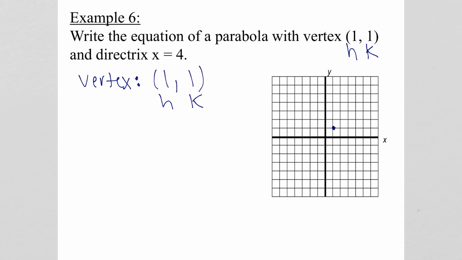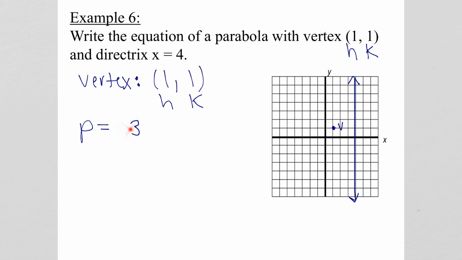We'll go ahead and plot that. This is v for vertex. The directrix is x equals 4, so if I go to the x-axis and I count 1, 2, 3, 4, I graph that vertical line, x equals 4. That's our directrix, and so I want to find out what p is equal to. I am going to count the distance from the vertex to the directrix line. I don't have a focus, but that's okay. I'm going to count 1, 2, 3 units, and so p is equal to 3.